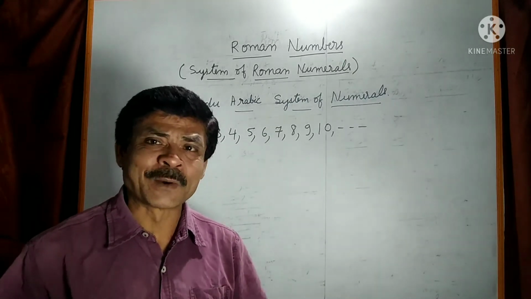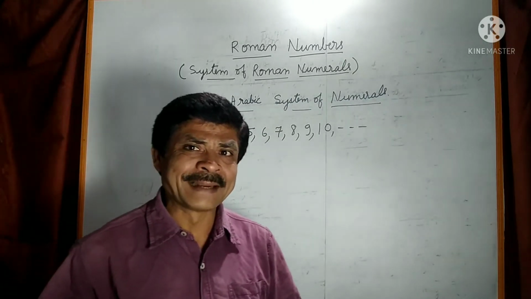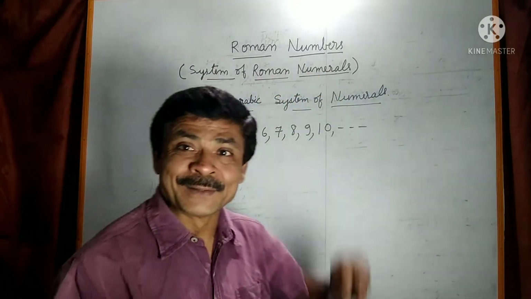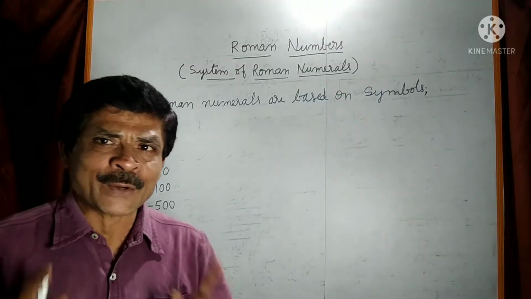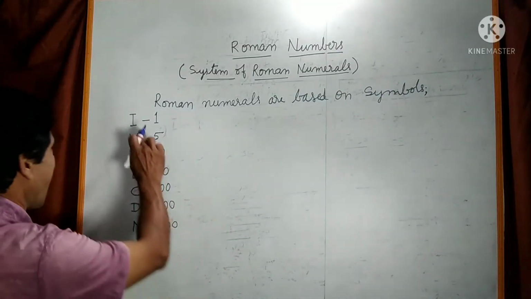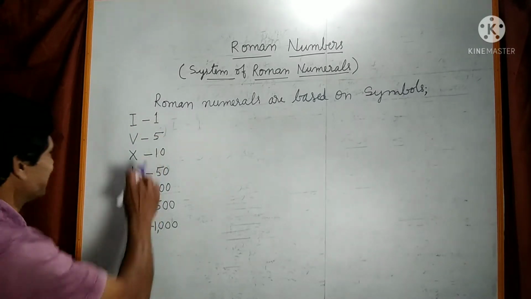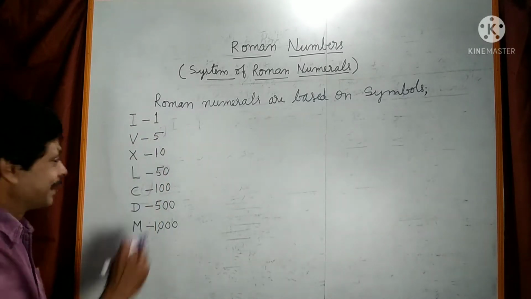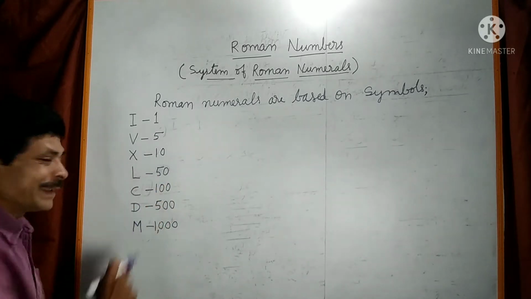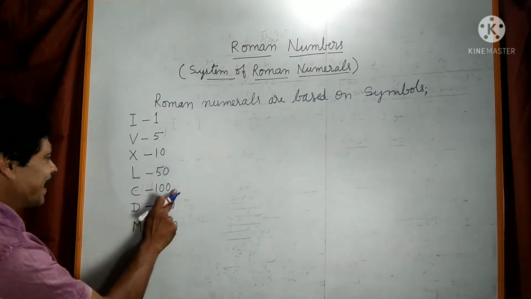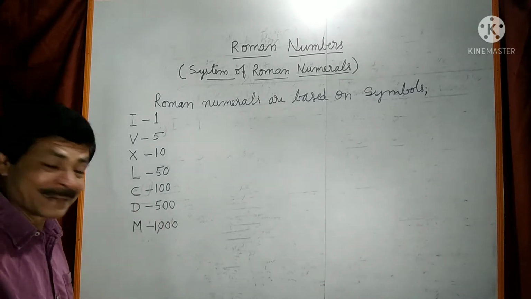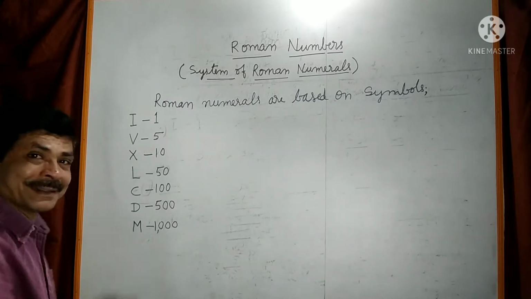There is another system of writing numerals and it is called the system of Roman numerals. Roman numerals are based on symbols. I for 1, V for 5, X for 10, L for 50, C for 100, D for 500 and M for 1000.